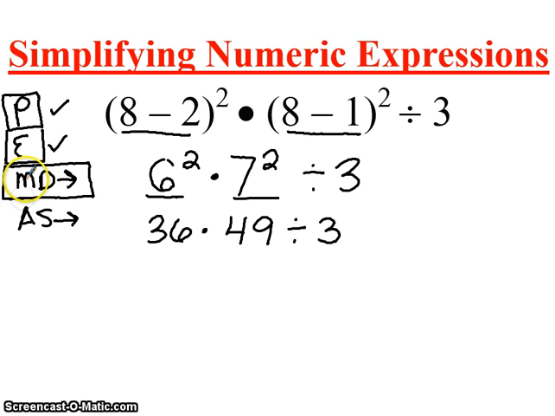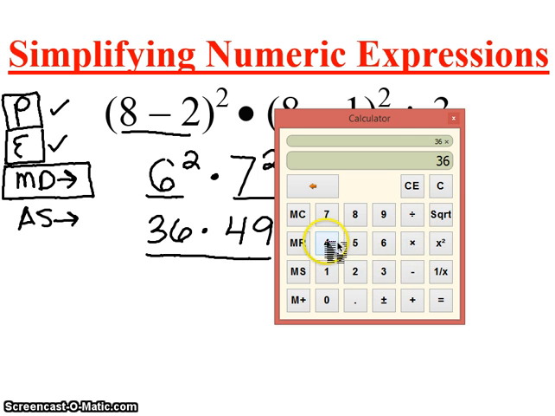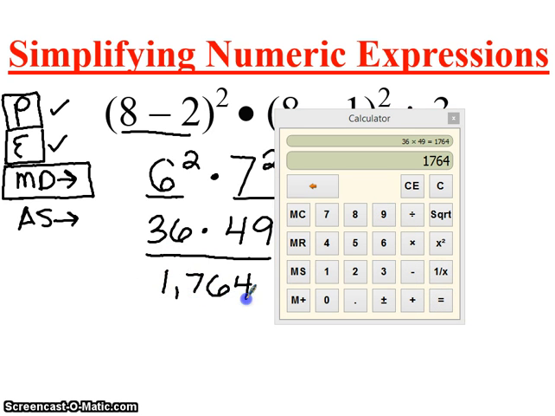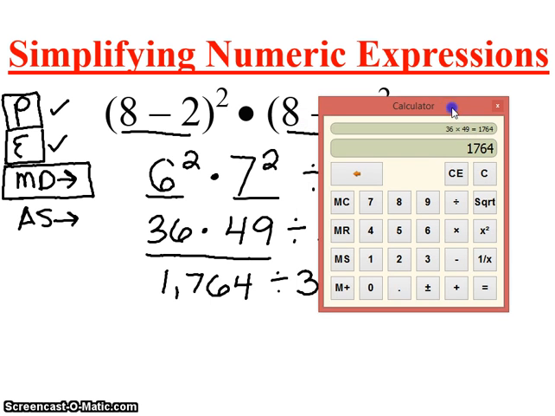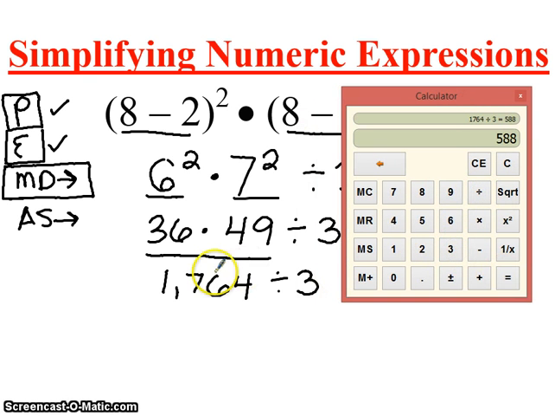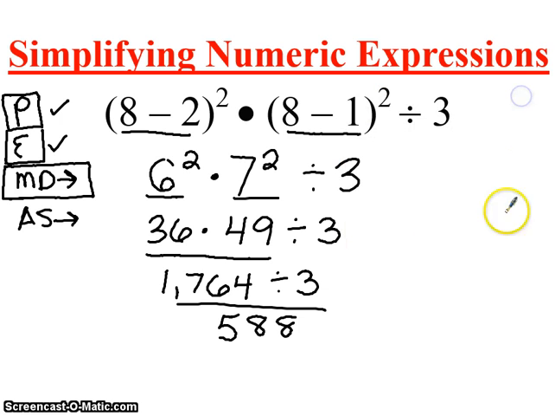Do we have any multiplication or division? And the answer is yes, we have both. So we're going to have to do the multiplication or division from left to right, one at a time. So the first thing that we can do is 36 times 49. And for time's sake in the video, we'll use our calculator. 36 times 49 is 1,764. Afterwards, we will need to divide that by 3. So 1764 divided by 3 is 588. If we had more time, we could do that on the side of our paper to get the same answer. So this numeric expression is equal to the value 588.